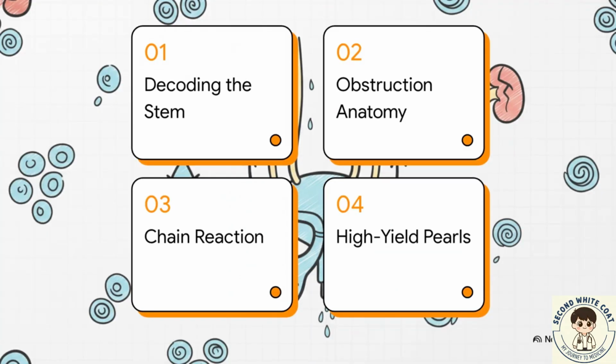Here's our roadmap for this explainer. First, decoding the question stem. Then, anatomy of the obstruction. Next, the pathological chain reaction. And finally, high-yield board pearls. We are moving step by step, just like a successful test taker tracking the pathophysiology forward.